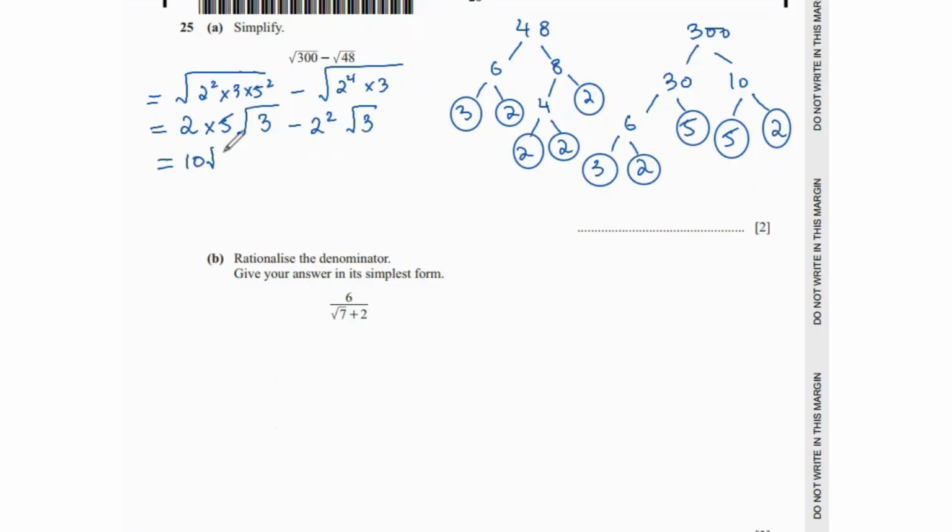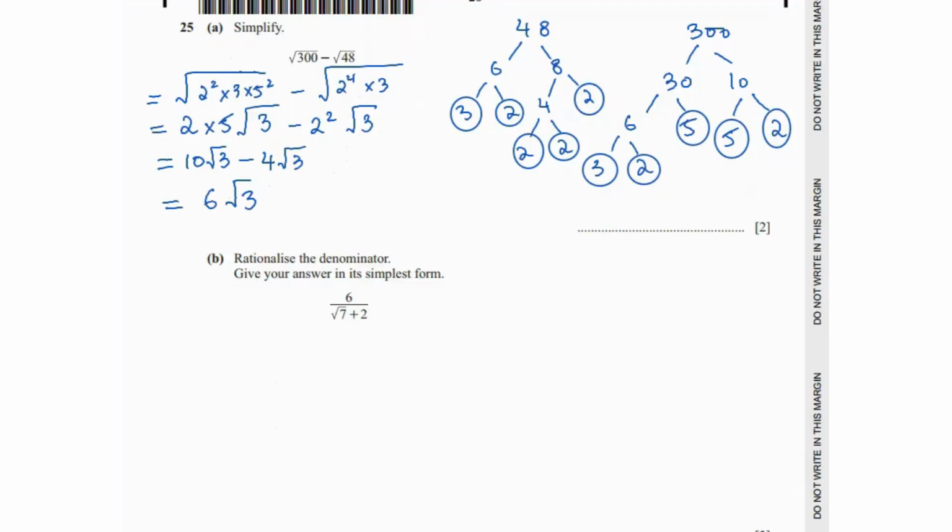That's 10 root 3 minus 4 root 3. Now that the numbers inside the surd are exactly the same, we can subtract them, and that gives us 6 root 3. Before, we couldn't subtract them because the numbers were not the same. But now, since it's just 3 inside the root, we can subtract it.